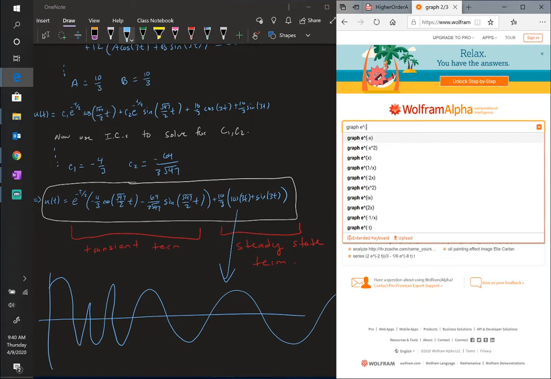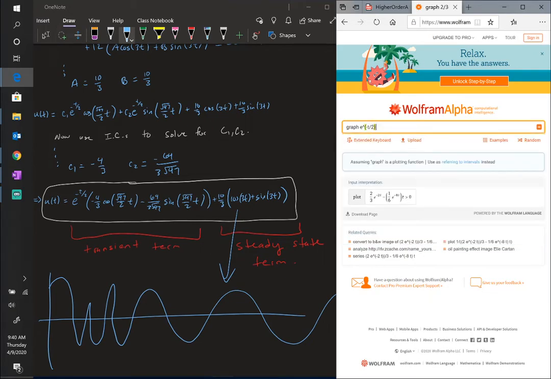So it's e to the -t/2 times -4/3 cosine square root of 47/2 t minus 64/3 square root of 47 sine of this thing, plus 10/3 times cosine 3t plus sine 3t.